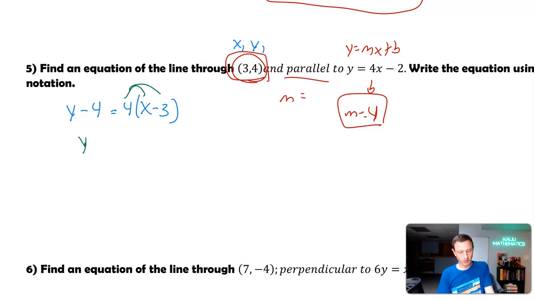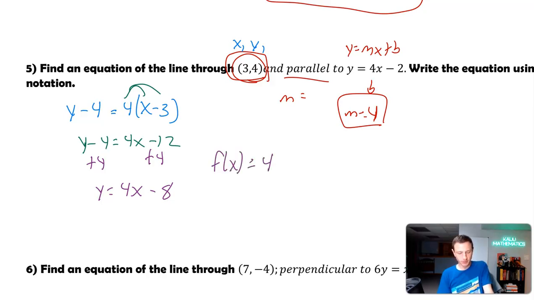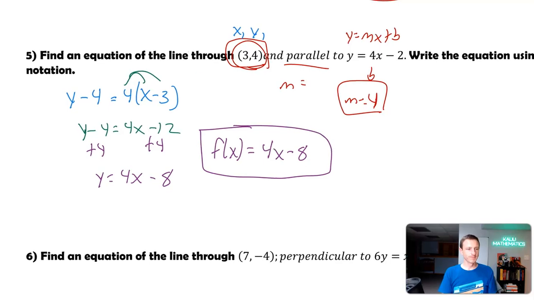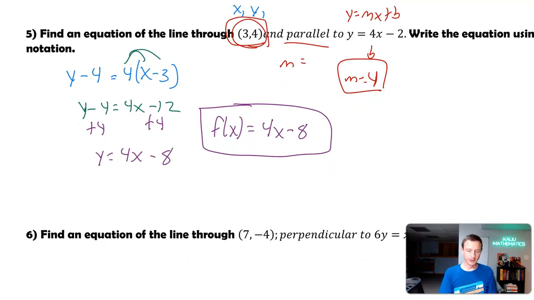So distribute the 4. y minus 4 equals 4 times x is 4x. 4 times negative 3 is negative 12. Add 4 to both sides. We get y equals 4x. Negative 12 plus 4 is negative 8. So let's change that back to function notation. So f of x equals 4x minus 8. So parallel, slopes are equal.